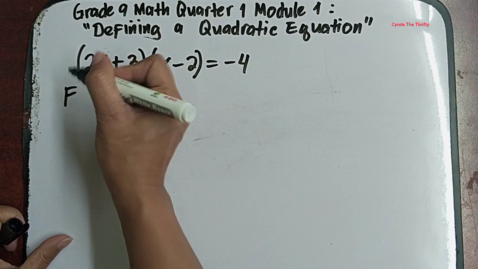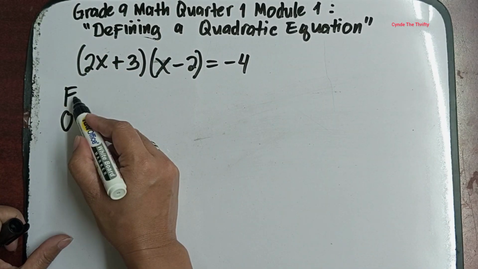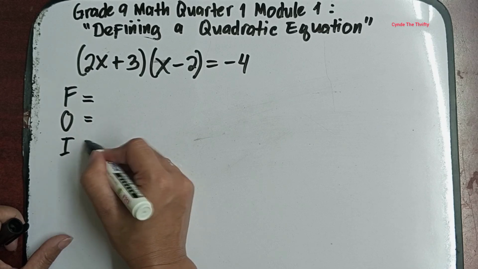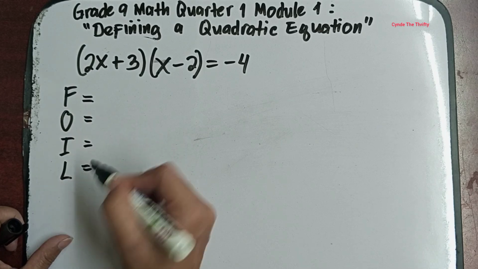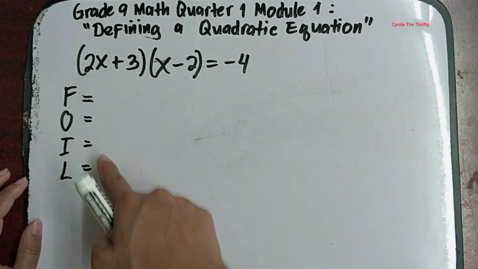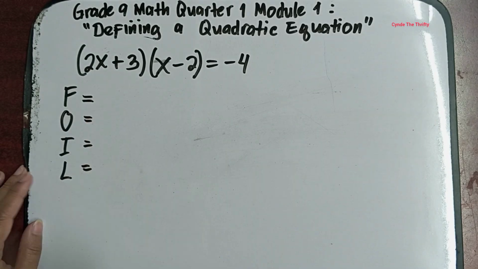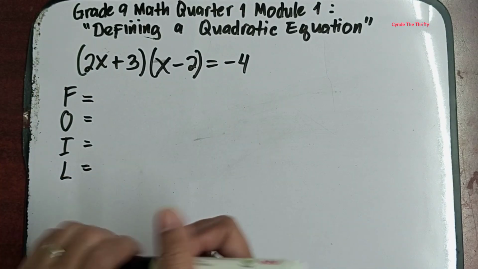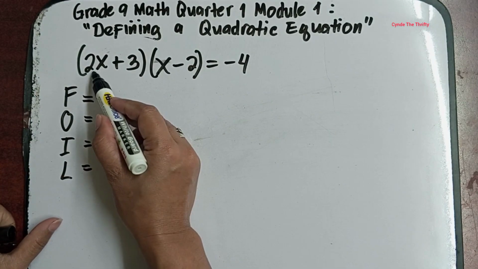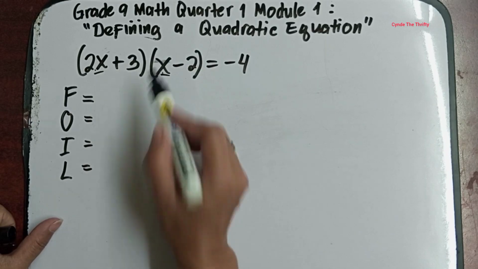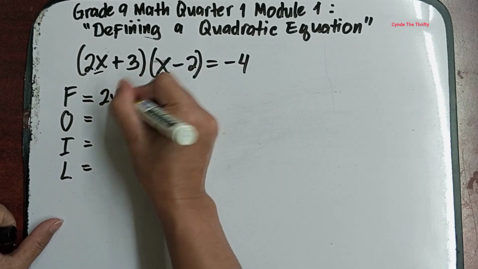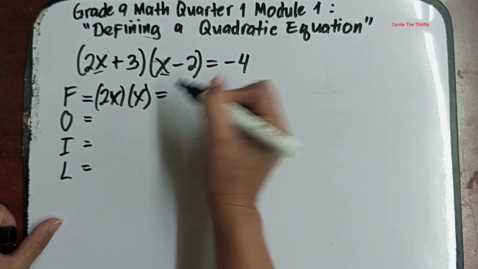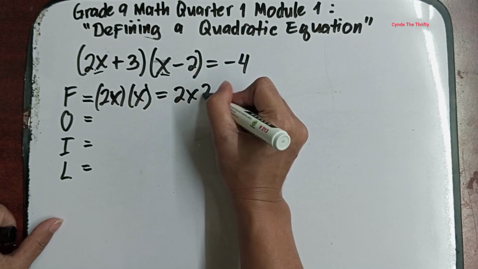Ang FOIL method stands for ang F for first, ang O for outer, ang I for inner, at ang L for last. Okay, so FOIL: first, outer, inner, last. Ibig sabihin, sa first, i-multiply mo ang mga first term. So, saan ba yung first term natin? 2x and x. Ito yung mga first term natin. So, 2x multiplied by x is equal to 2x squared.